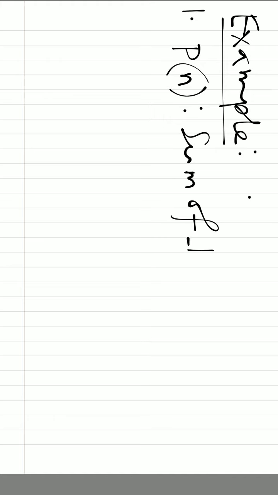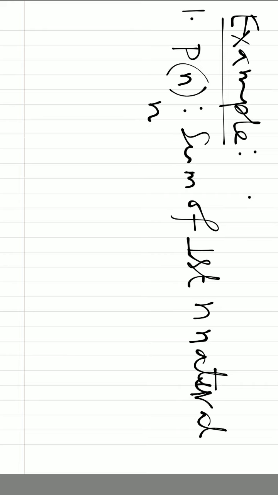So let us take the simplest example first. We consider Pn to be the first one, that is, the sum of first n natural numbers is n(n+1)/2.